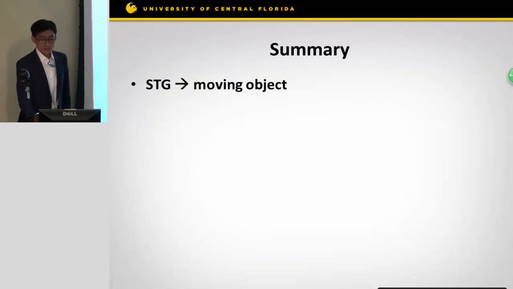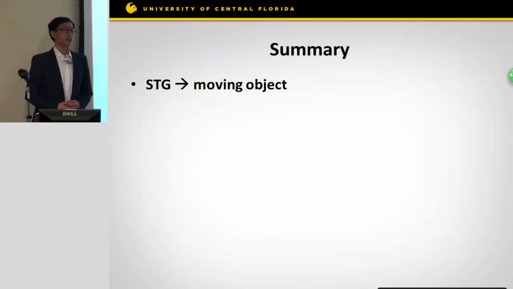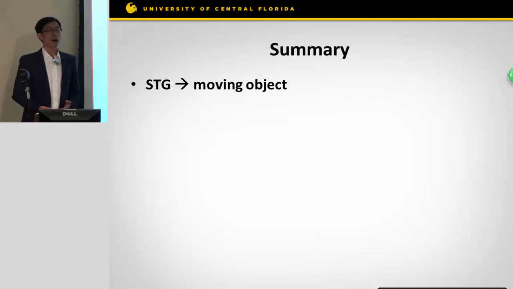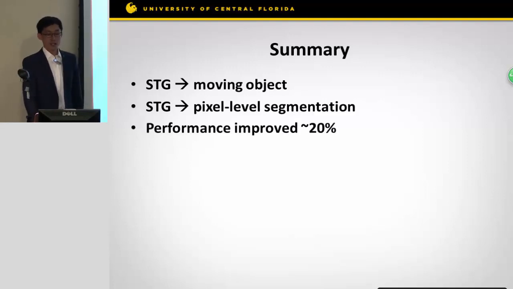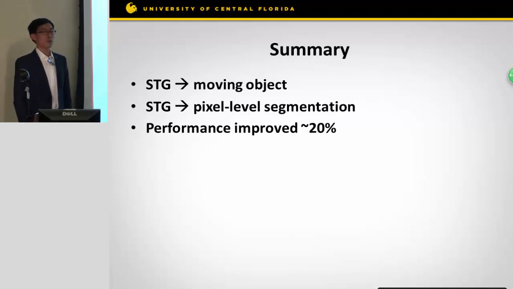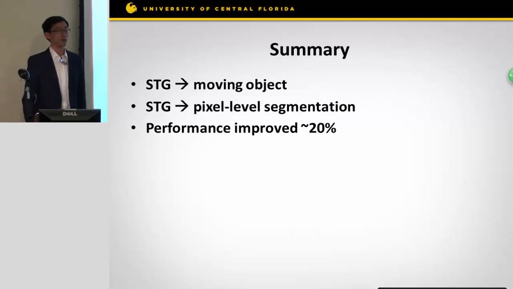And in summary, we have demonstrated that spatiotemporal graphs can be employed to extract the foreground moving object from the video. And also it can help the pixel level segmentation. And we have demonstrated that we improved the results by more than 20% on the publicly available data set.